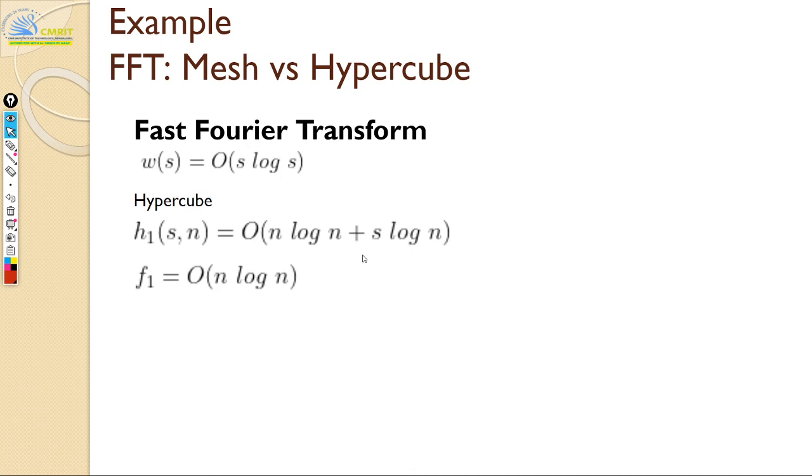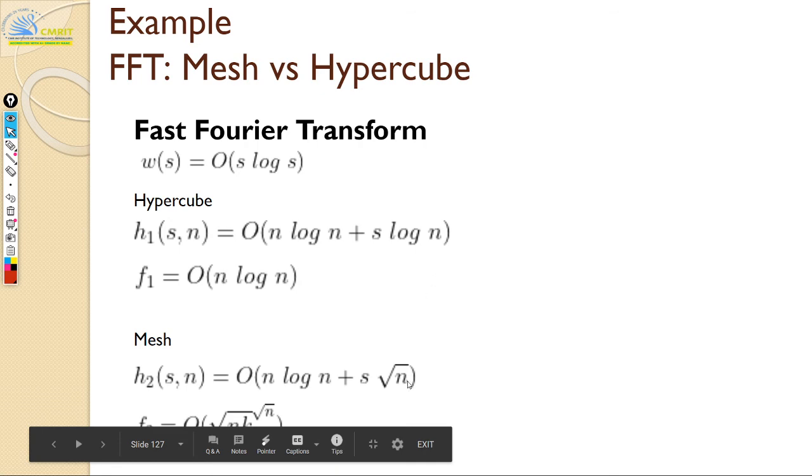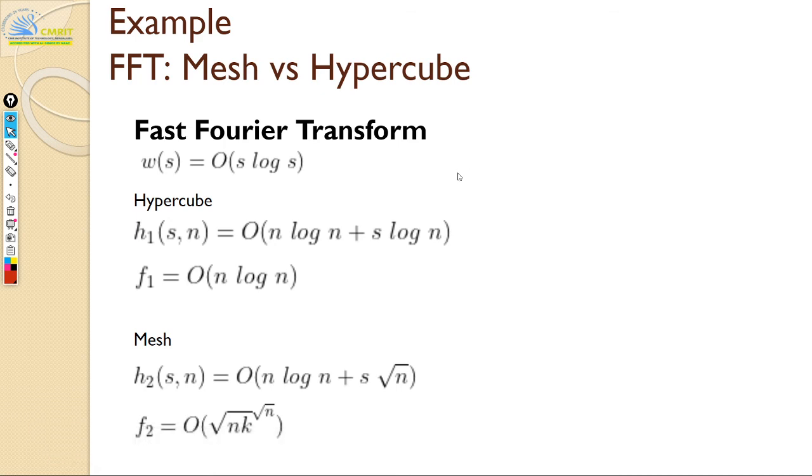Now, if you put the same fast Fourier transform on a mesh, then you get another overhead H2 of S comma N, which is this expression. They differ only by one of the factors. Here it is S log N, and here it is S square root of N. Now we need to find which is better. F1, the hypercube, has ISO efficiency function N log N. However, mesh has big O of square root of N times k to the power of square root of N.